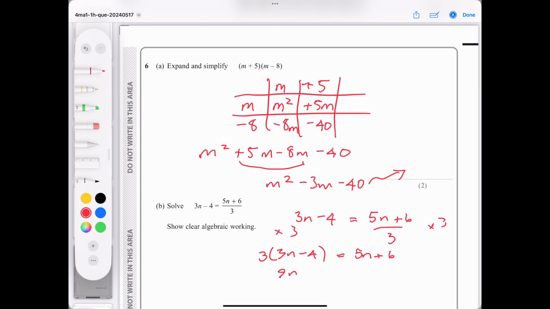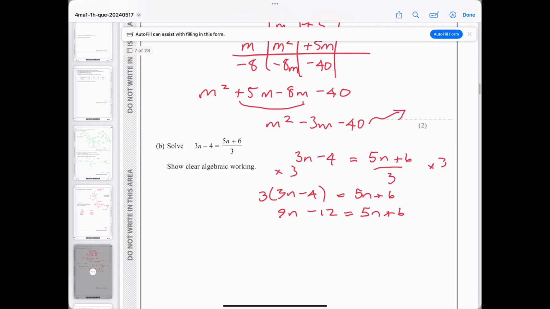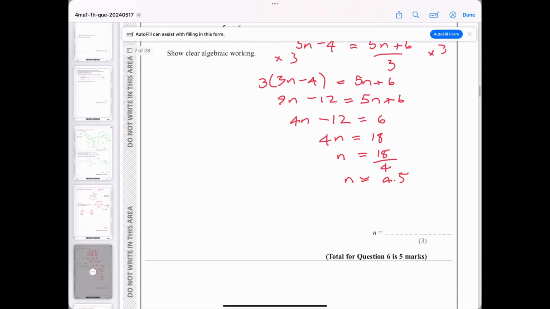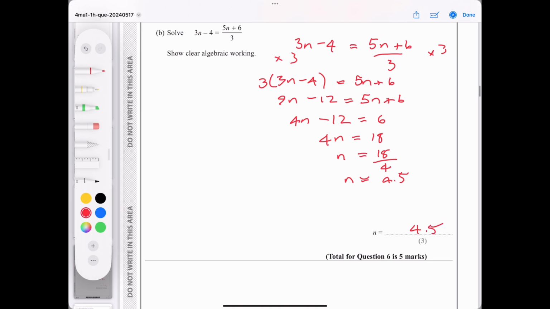We'll expand the brackets to make it 9n minus 12 equals 5n plus 6. We'll take 5n away from both sides. Always take the x or the n away from the one that's bigger, because it just makes it easier. So that's 4n minus 12 equals 6. We'll add 12 onto both sides, so 4n equals 18. And we'll divide both sides by 4, and that gives n equals 4.5. And that is where I'm going to stop for the moment. Ooh, get 5 marks for that.